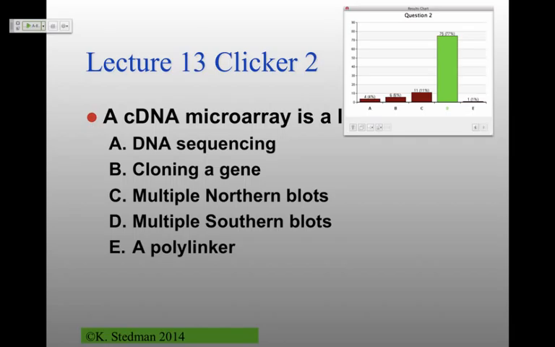And the polylinker has to do with what? Polylinkers? What the heck's a polylinker? It's the piece of one of your vectors where you can put in whatever gene you're looking for. So polylinkers usually have multiple restriction endonuclease sites in them, and so that's where you will insert your DNA into a particular vector.